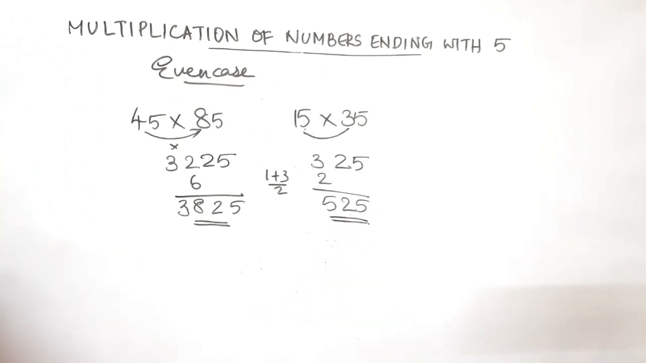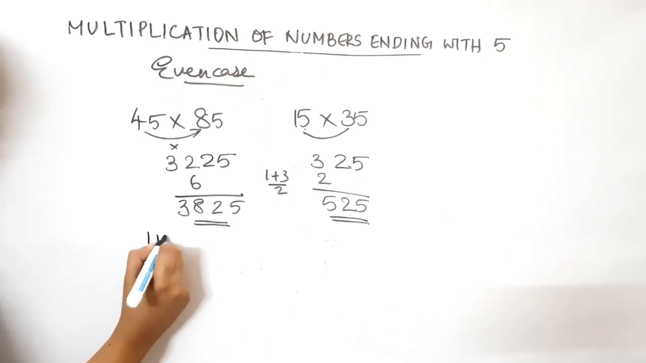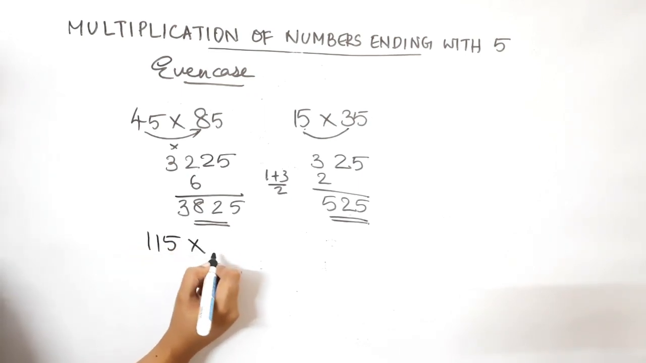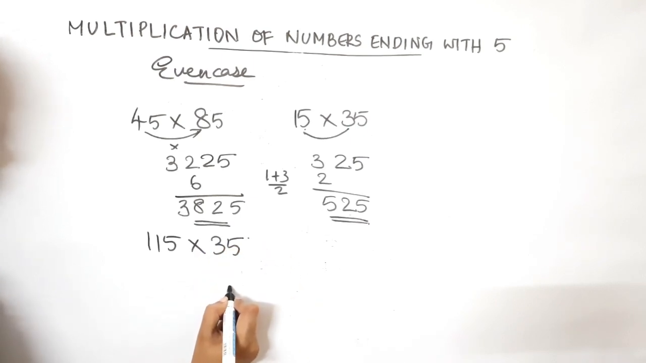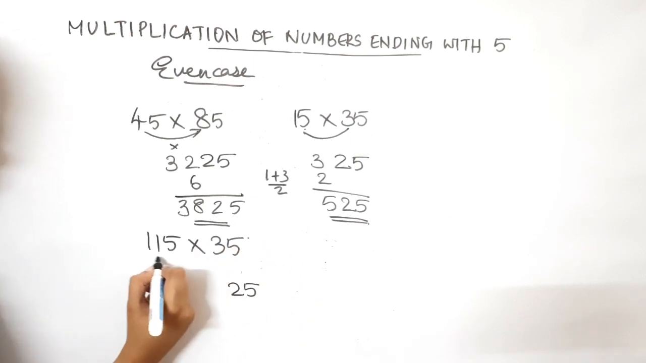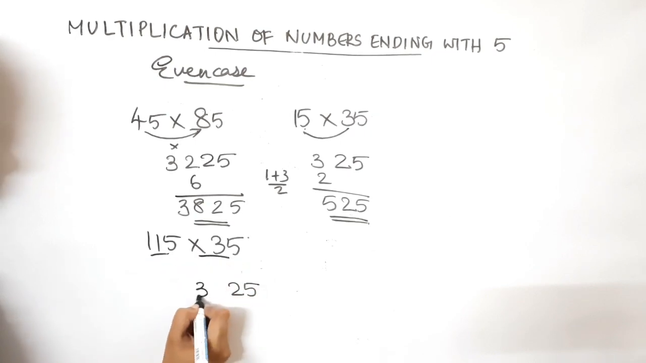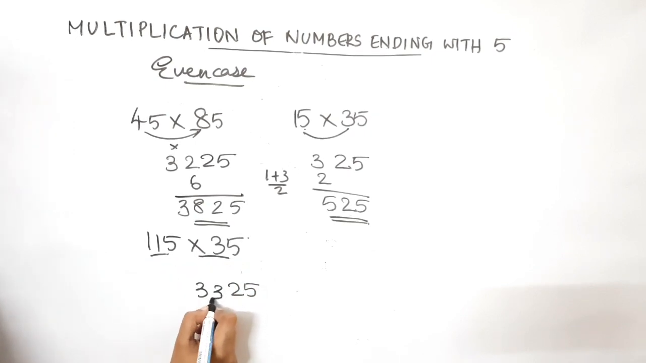Let's see one more example. 115 into 35. Here also the last digits will be 25. Now multiply 11 and 3, we get 33. The second step, add 11 and 3, we get 14. 14 by 2, that is 7. Therefore the answer is 4025.